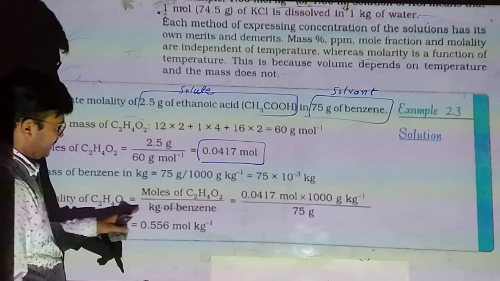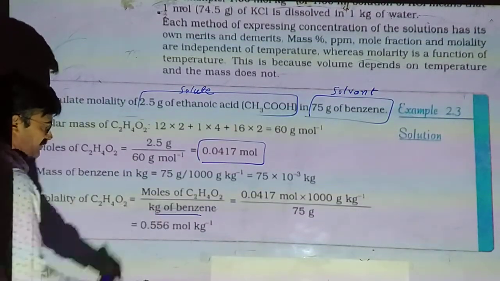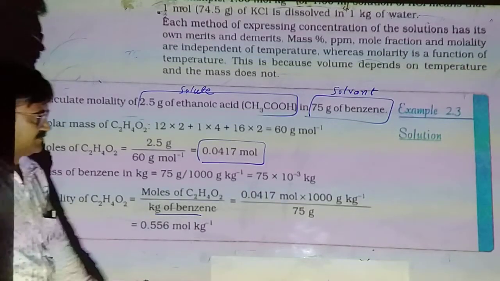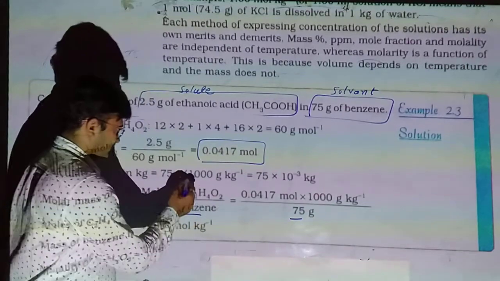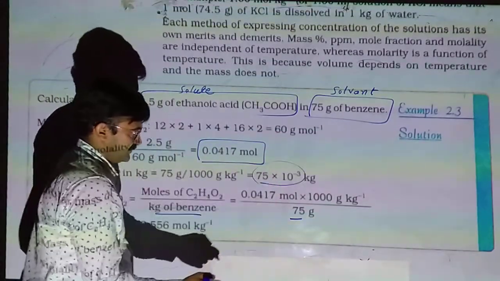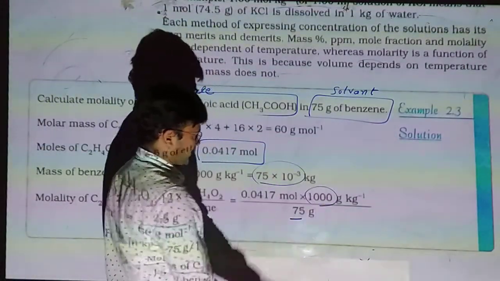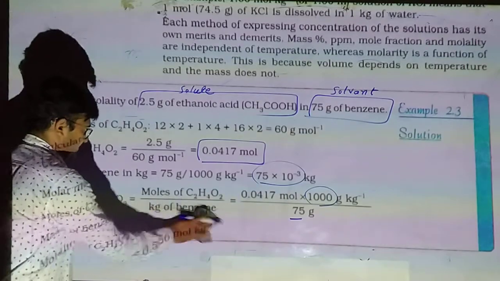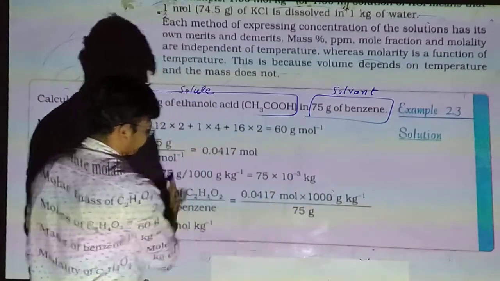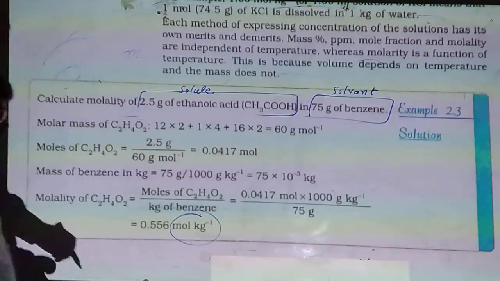solute. Divide by mass of solvent. Here 75 gram divided by 1000 gives kilogram. So 0.0417 times 1000 upon 75. So 0.556 mole per kilogram. It is the unit of molality.